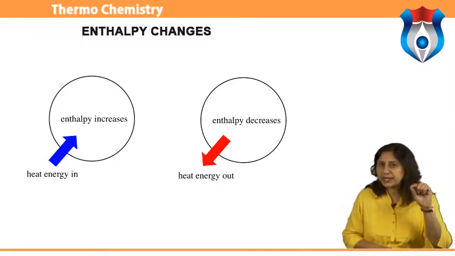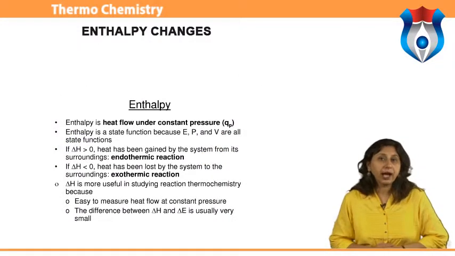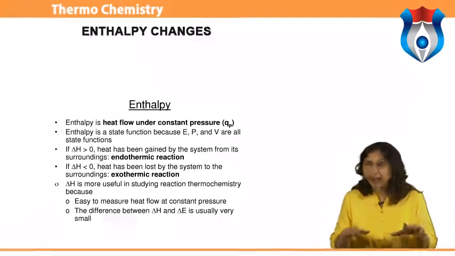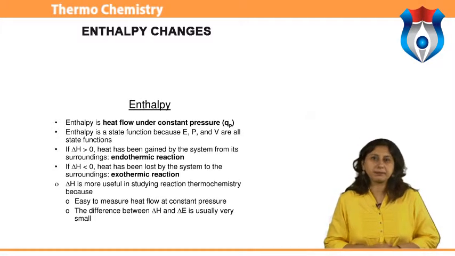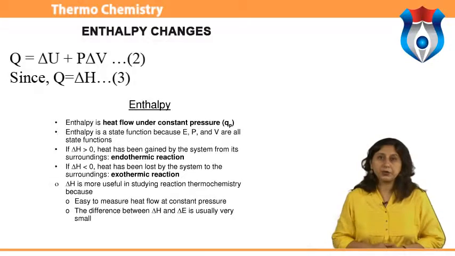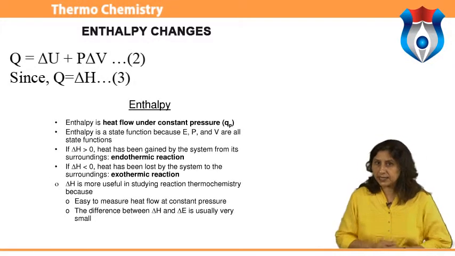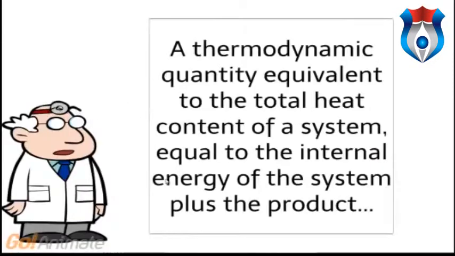Enthalpy is then a precisely measurable state variable since it is defined in terms of 3 other precisely definable state variables. It is somewhat parallel to the first law of thermodynamics for a constant pressure system: Q is equal to delta U plus P delta V, since in this case Q is equal to delta H. So enthalpy is a thermodynamic quantity equivalent to the total heat content of a system, equal to the internal energy of the system plus the product.